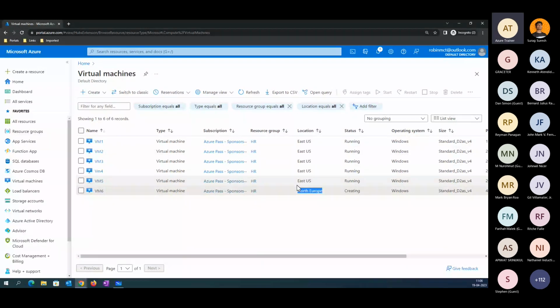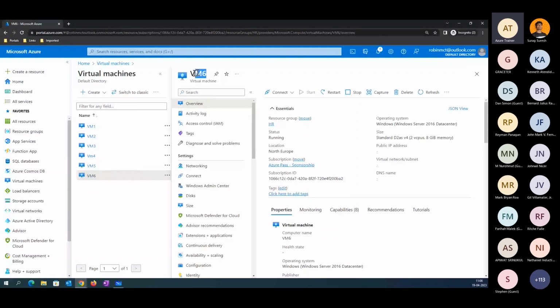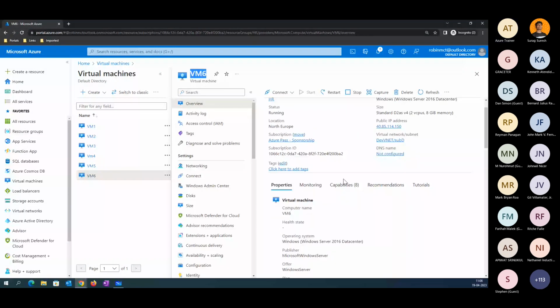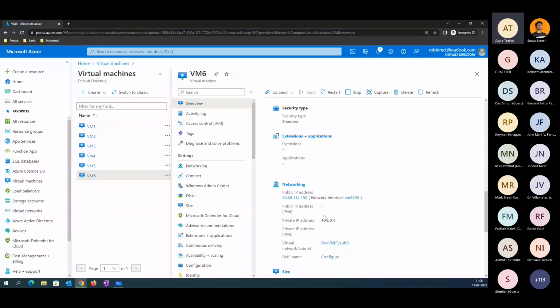Now, if you go to the North Europe region, your VM6 has been created. If you go to VM6, you can see another VNet has been created. The name we have given is development VNet, and you have a subnet D. It's been attached and is getting an IP address 10.2.0.4.